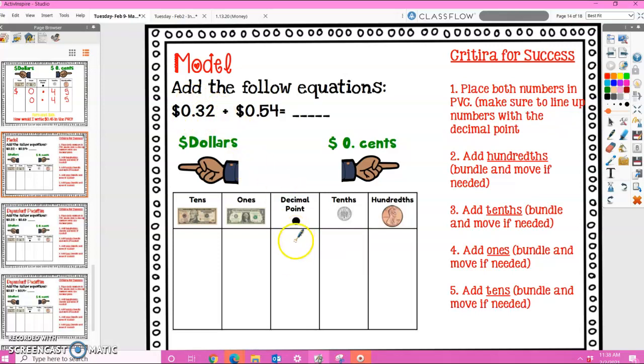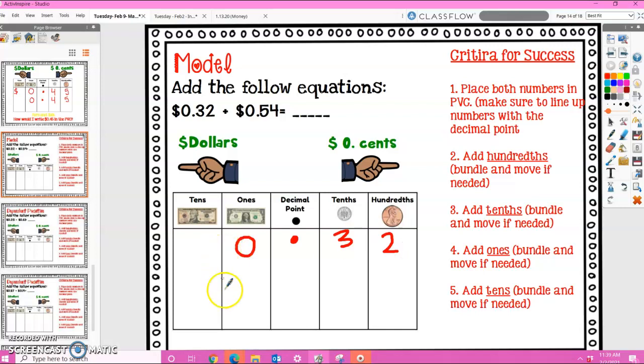I want to start off with $0.32. So I'm going to draw the decimal point first. Then I'm going to think about what number comes to the left of the decimal point, which is 0. And I don't have anything after 0. So now I want to think about what number comes to the right of the decimal point, right after the decimal point, which is 3. And then 2 comes right after 3. So my first number is in.